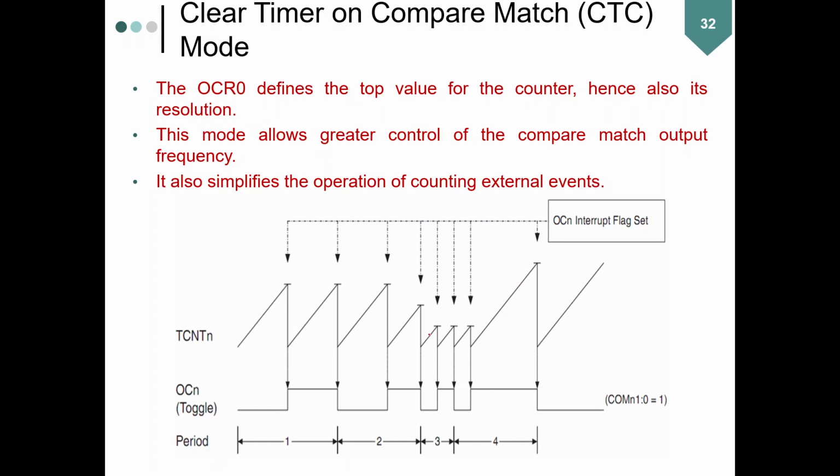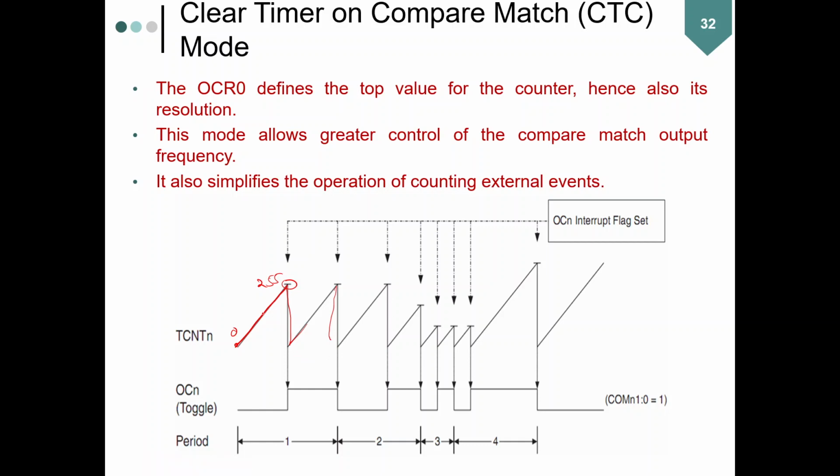Now, the OCR0 defines the top value for the counter because this is the maximum up to which the counter is going to go, and therefore also its resolution, that this is the maximum it can count. This mode allows greater control of compare match output frequency. It also simplifies the operation of counting external events. So suppose this is how your timer is counting from 0 up to 255. At this value, your rollover occurs. It gets from 255 to 0, and this is how it functions in the normal mode of operation.